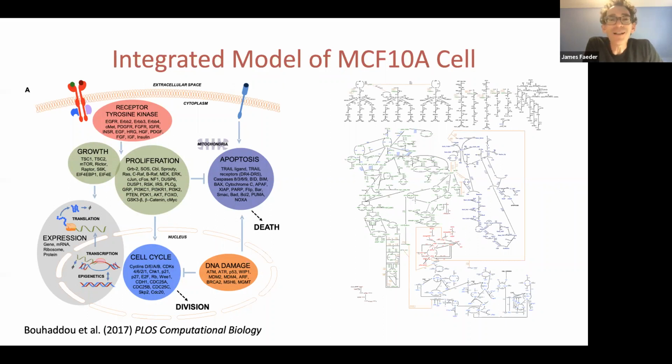So again, we're trying to make large-scale models based on large-scale maps. As complicated as this is, it hides an enormous degree of complexity, and it's not clear that at this level of abstraction the models are really predictive.